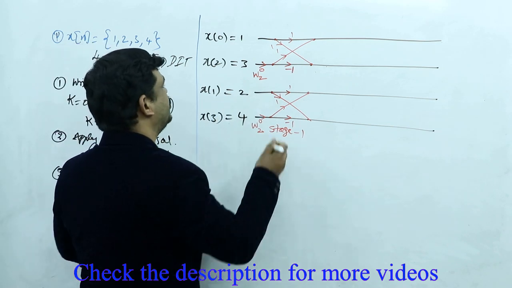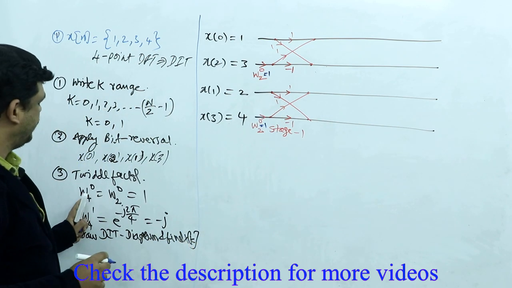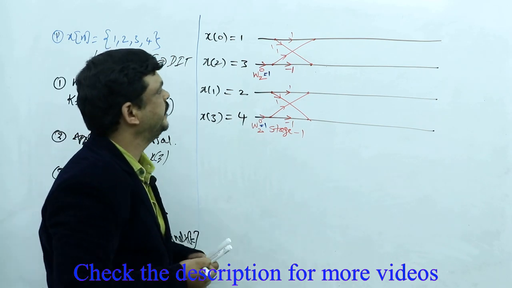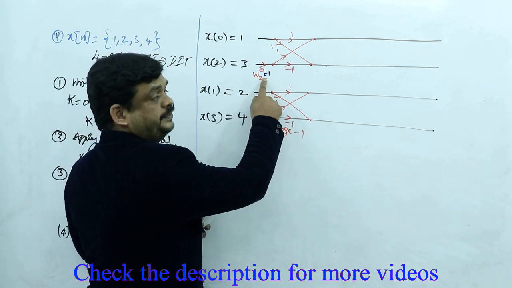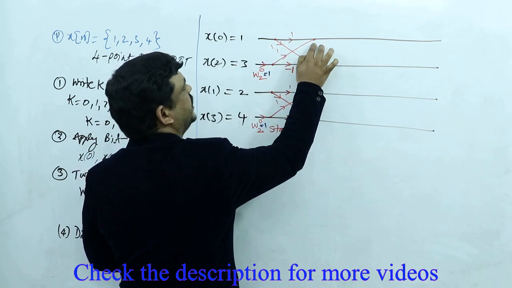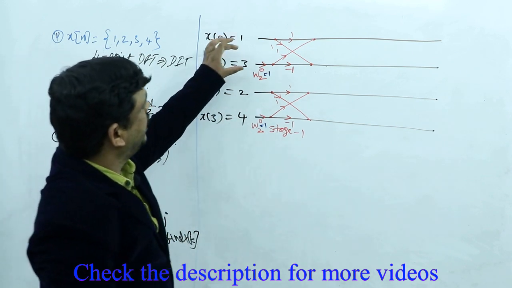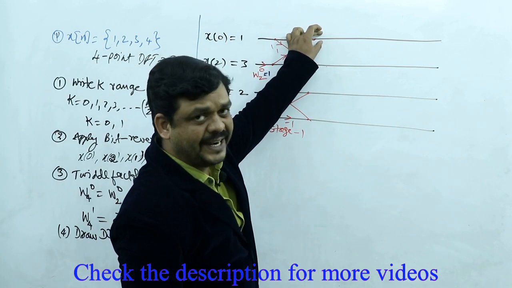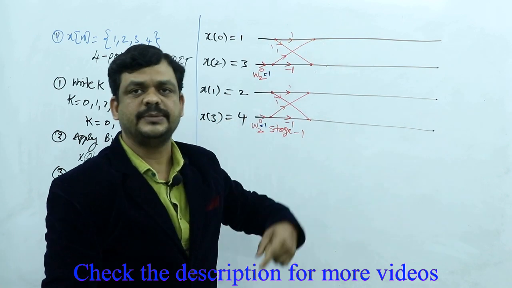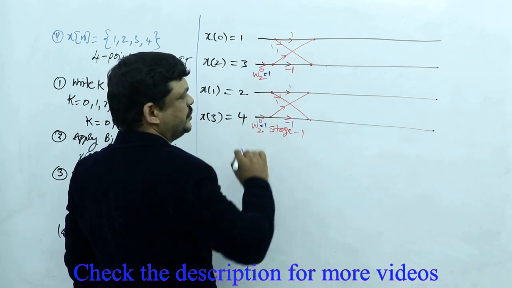W2 power 0 value is how much here? 1. This value is 1. Just now we have discussed W2 power 0 is 1, W4 power 0 is also 1. Now 3 into 1 and here 1. So 1 is in this direction and 3 goes in this direction. These two perform the addition. So already we have discussed the DIT algorithm. Even function and odd function are both added here, and in this case it performs the subtraction operation. One time addition, one time subtraction. Then finally, which gives the direct answer here, 1 plus 3 is 4.